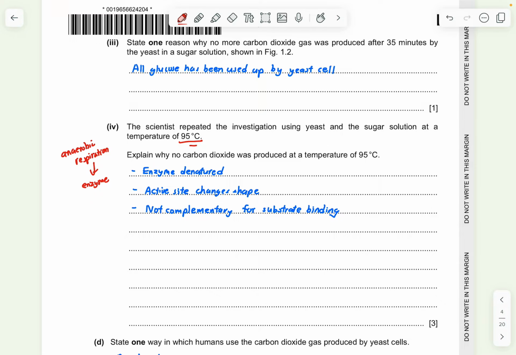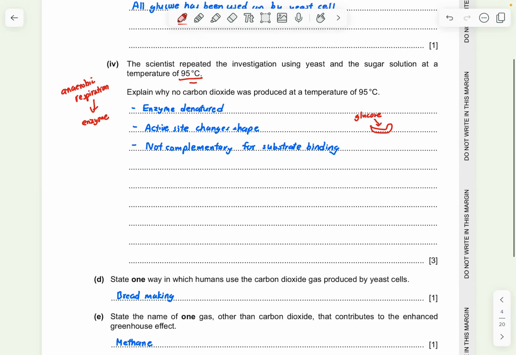Then what happened next? The active site changes shape because the glucose is unable to bind to it anymore. So it cannot really fit complementarily. So the changed shape will be not complementary for the substrate binding. So that is just it. It's just the effect of putting this enzyme at 95 degrees. What's going to happen? Alright.